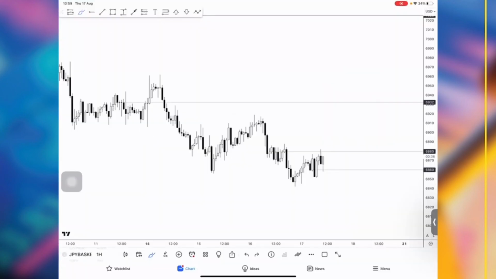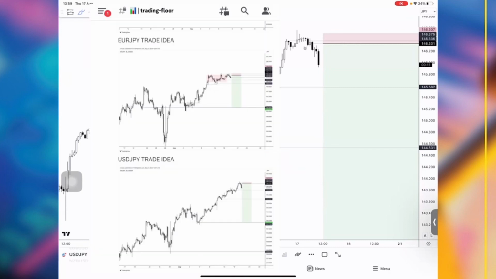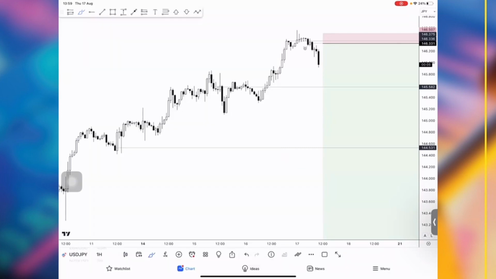Let me start with Euro JPY. So we know the JPY basket is a correlation of JPYs. We use the JPY basket to make correlation with all these JPY pairs. So if we expect JPY to have some bullish retracements, we expect all other JPY pairs to have some bearish retracements. So from my side on USD JPY, I have this view.